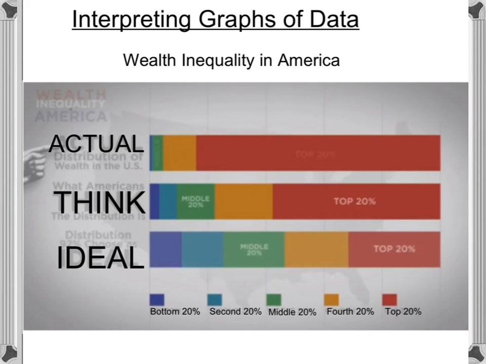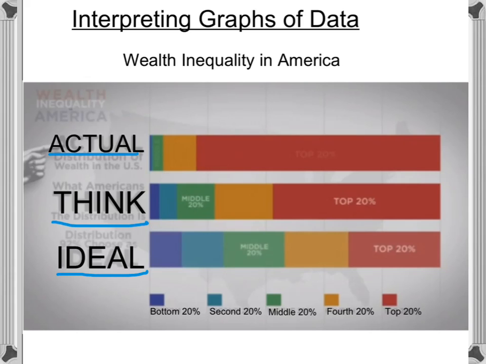Okay. Now, the next thing that we have to go over is interpreting graphs of data. Okay, so this is a graph that I found yesterday, wealth inequality in America. All right, so let's try to figure out the components of this graph. I've outlined some of the words in bold so that you can see them. The first one is actual. It's the actual distribution of wealth in the United States. And the second one is what Americans think the distribution is. And the next one is the distribution that 92% of people would choose as ideal.